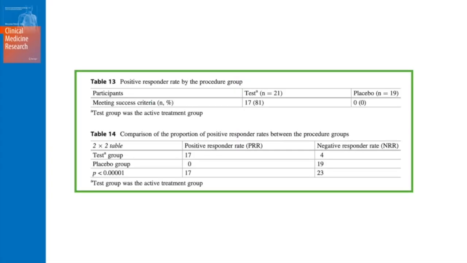Okay, for positive responders, we can check between table 30 and 40. You can see that we have here 17, here 0, 17, 0. So we have exactly the same numbers. There is no inconsistency.